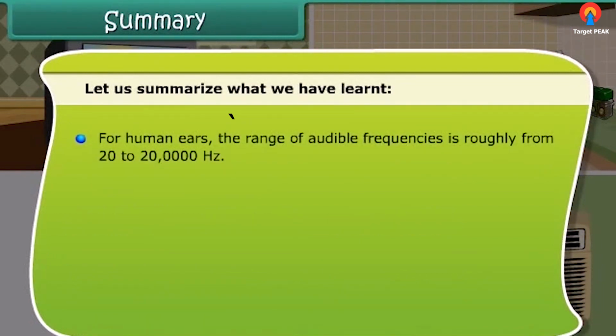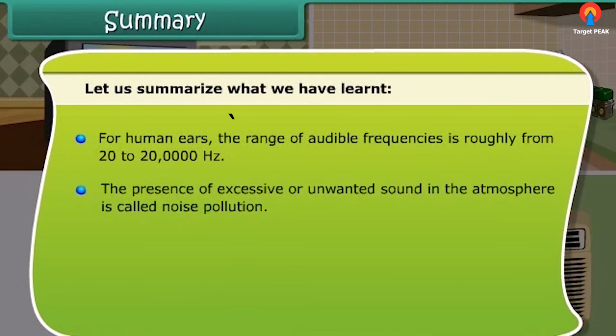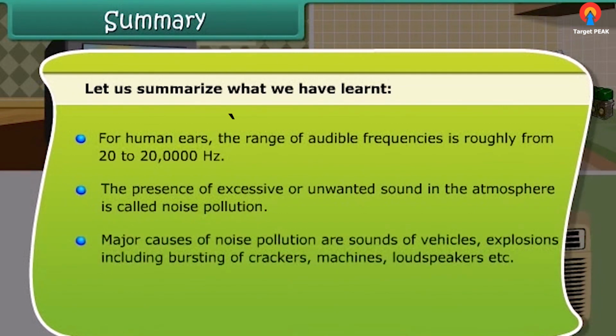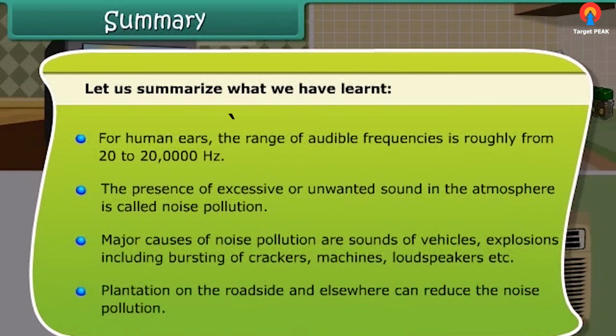For human ears, the range of audible frequencies is roughly from 20 to 20,000 hertz. The presence of excessive or unwanted sound in the atmosphere is called noise pollution. Major causes of noise pollution are sounds of vehicles, explosions including bursting of crackers, machines, loudspeakers, etc. Plantation on the roadside and elsewhere can reduce the noise pollution.